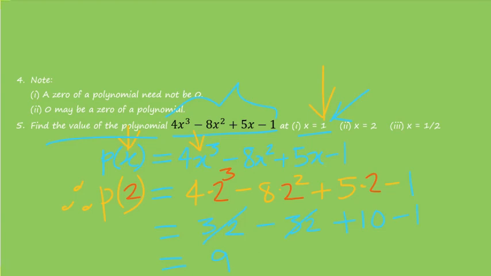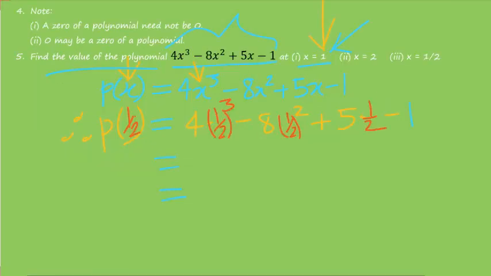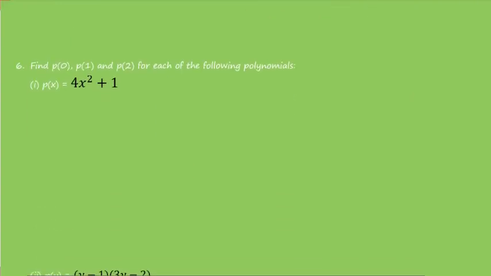So can you do it for half? I hope you can do it for half. It's quite easy. You just need to replace this 2 and introduce half at its place. So it is half whole cube. This would be again half square, 5 into half. Then you need to do the evaluation, and I hope you can do it. You will need to take the LCM and all those things, so you do it yourself. And let's move on to the next point.